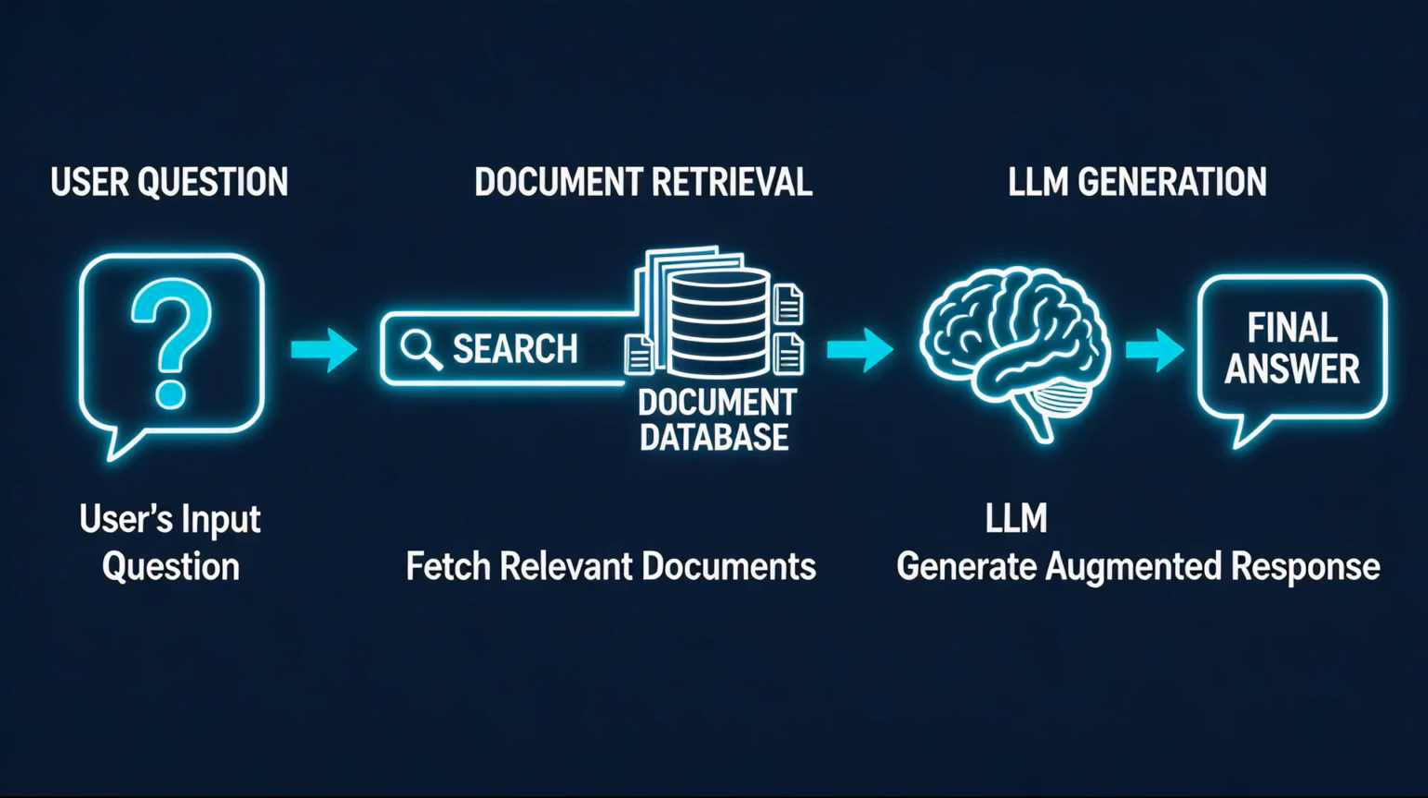RAG solves this with a simple but powerful idea. Before the AI answers your question, it searches your documents first. Think of it like giving the AI an open book exam instead of a closed book one.